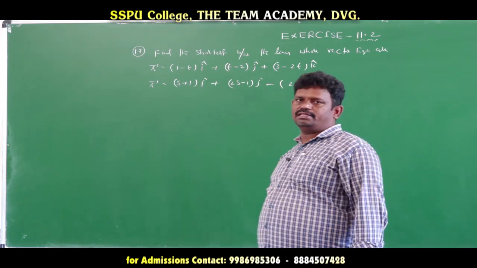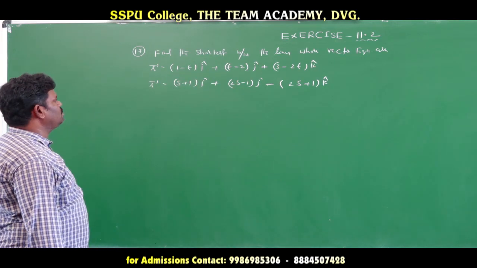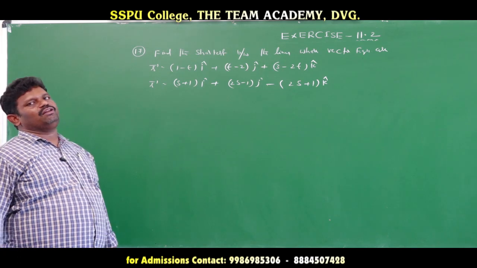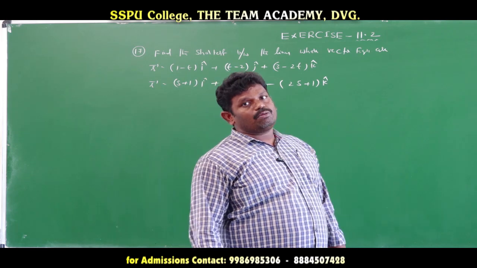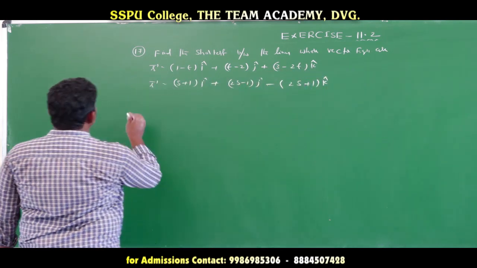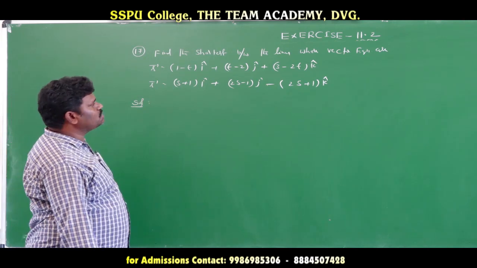Now the next question, the 17th question: find the shortest distance between the lines whose vector equations are given. Here we require the standard form, that is r bar is equal to a1 bar plus lambda into b1 bar, and r bar is equal to a2 bar plus mu into b2 bar. That form is not there, so first we convert the given equations into the standard form.